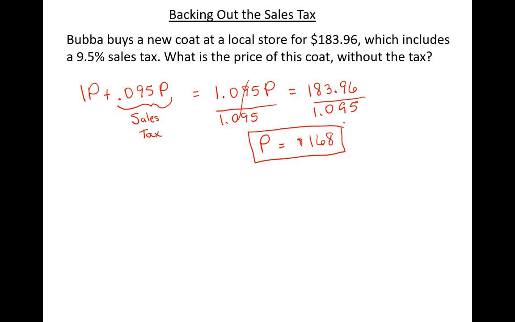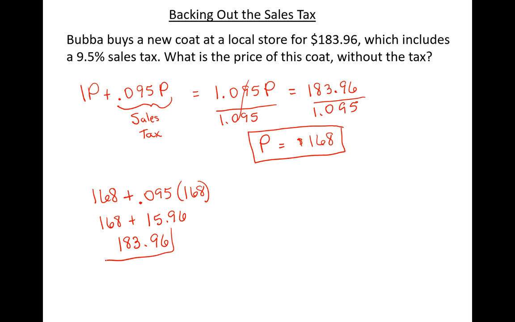We can kind of double check that. He's going to pay $168 plus this 0.095 times 168. That's how you get tax. 0.095 times 168. That's $15.96. And that's $183.96. So we definitely got the right answer.